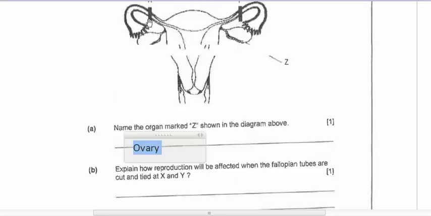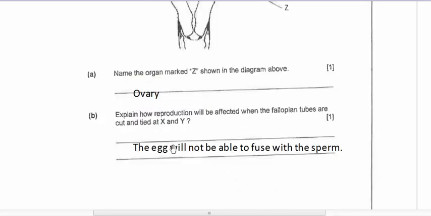So this is how you can structure your answer. The egg will not be able to fuse with the sperm. Alright, so this is a simple answer that you all can give.